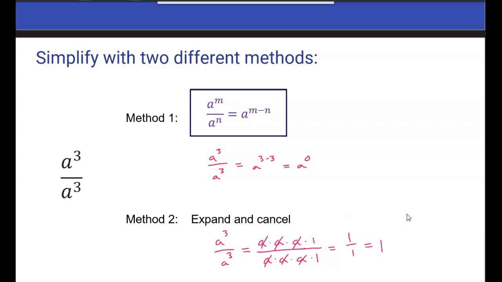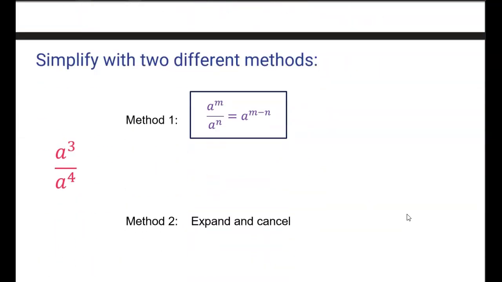Let's look at a similar one with slightly different numbers. Now we're going to do a to the 3rd over a to the 4th. Same methods. This will be a to the 3 minus 4. We use that same rule, numerator minus denominator, exponents. We get a to the negative 1.